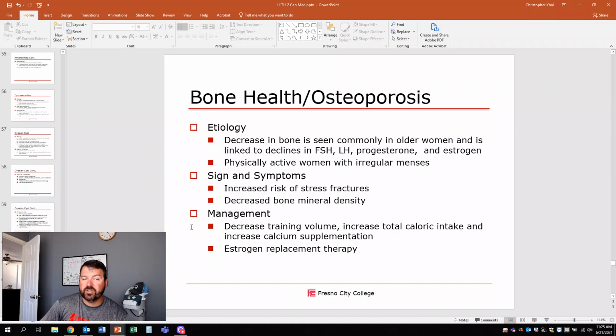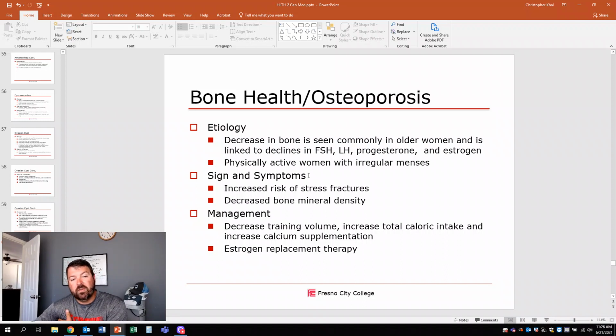Bone health, osteoporosis. Decrease in bone is seen commonly in older women. It is linked to a decline in luteinizing hormone and follicle-stimulating hormone, progesterone and estrogen. Okay, all these are important during a woman's life cycle, and they'll go up and down and affect everything.